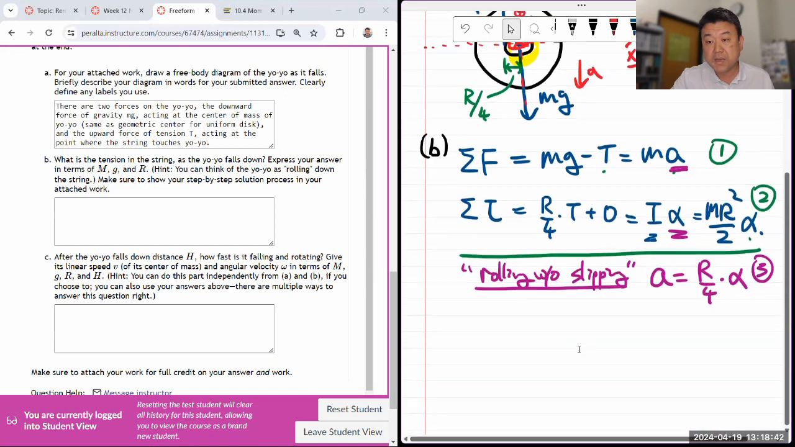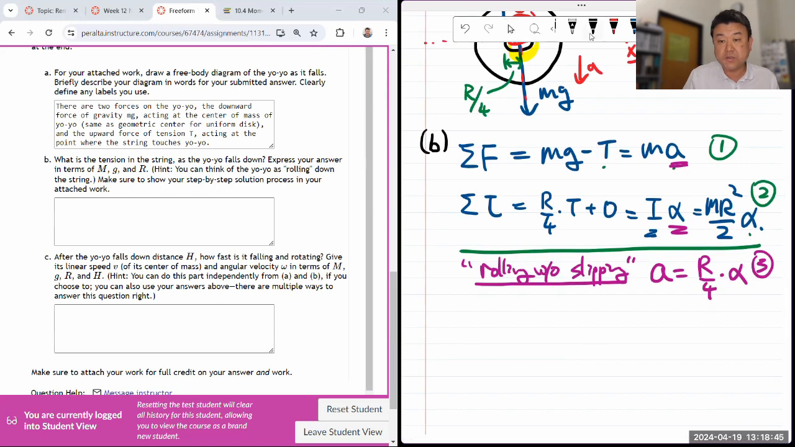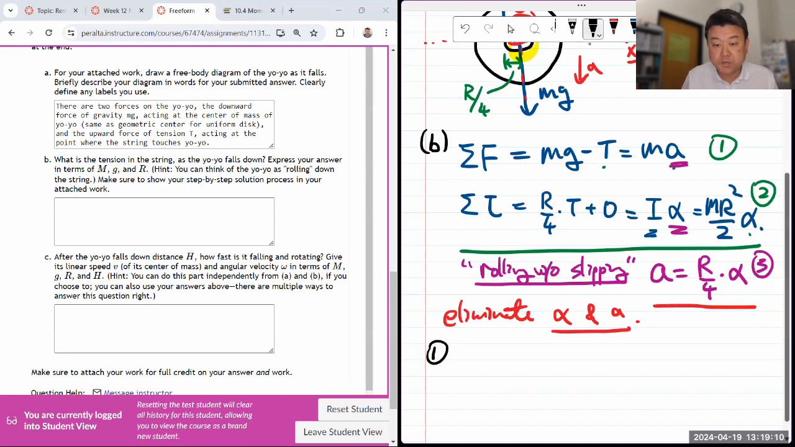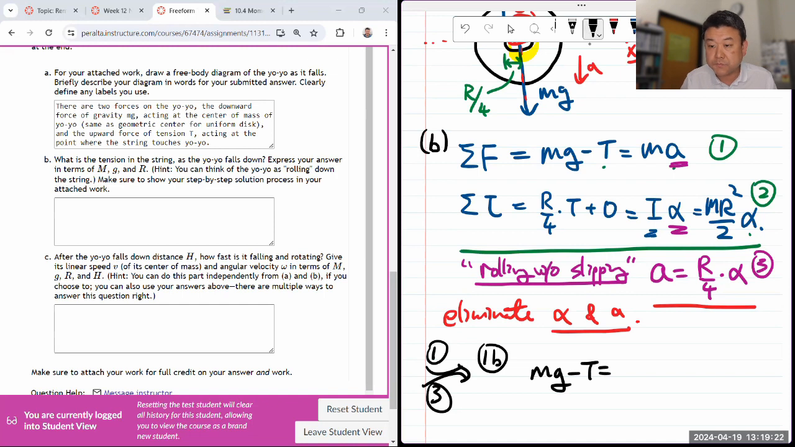Since in this question my interest is in the tension, I'm going to systematically eliminate alpha and A. That'll hopefully end up with one equation in terms of tension, and I can solve for it. Since I have an expression already solved for acceleration, let's plug this into 1 to eliminate acceleration from my expressions. So this is coming from 1 and 3. You end up with what I'm going to call 1b: mg minus T is equal to m times r over 4 alpha.